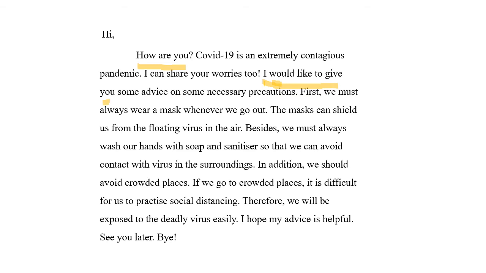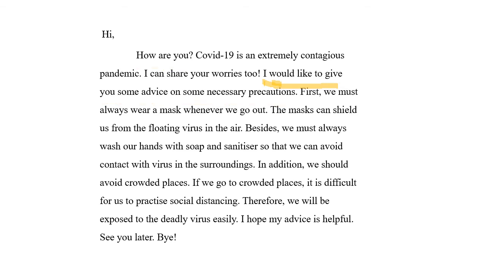We have to let people know what is our purpose of writing this email. After that, we must have the content. Of course you will know the content here, right? It's about wearing a mask, washing our hands, and avoiding crowded places. After that, we have to include a proper sign off. So these are the things that we must include in our email.